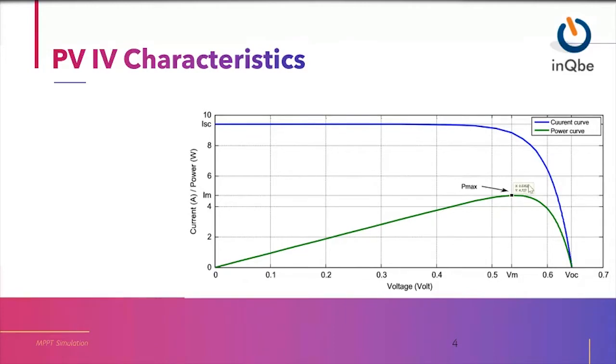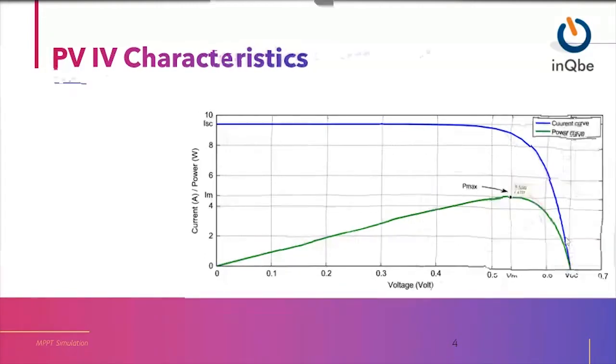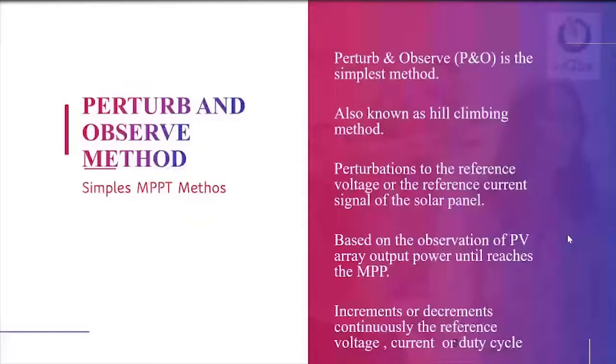Actually, we will simulate one PV. If power is decreasing with increasing voltage, we will go reverse. We will decrease the voltage. That is a fact. That is a simple thing. I will discuss it again.